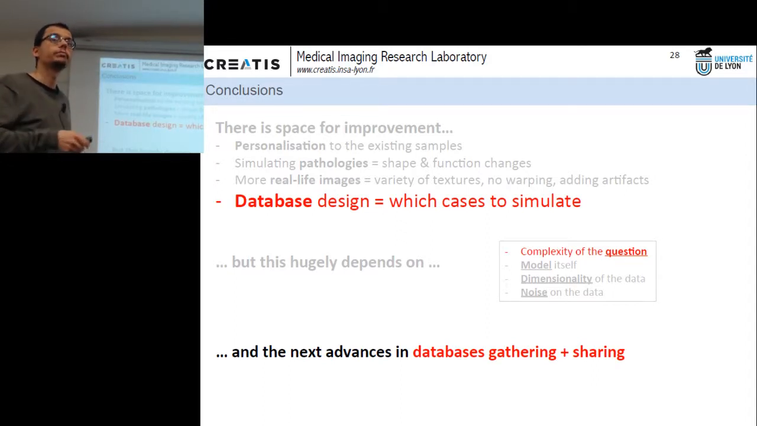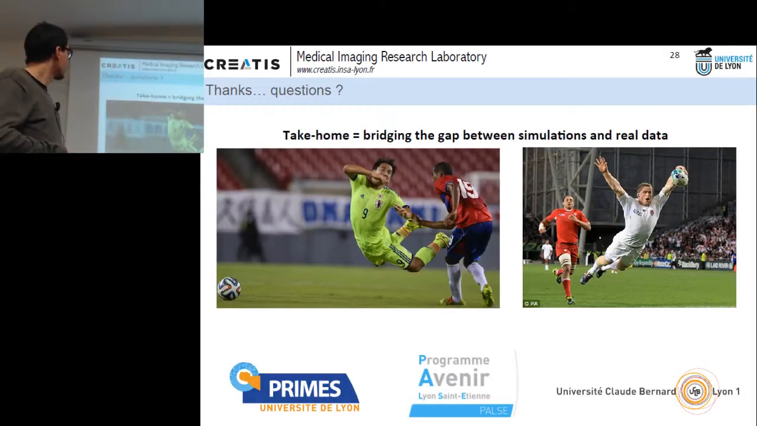So these are two competing fields: generating synthetic data to fill in my real data, and in the meantime, having access to more and more data. So we need to see where to sit. Okay, so my take-home message is that there's still a gap between simulation and real data, but we're trying to fix this. Okay.